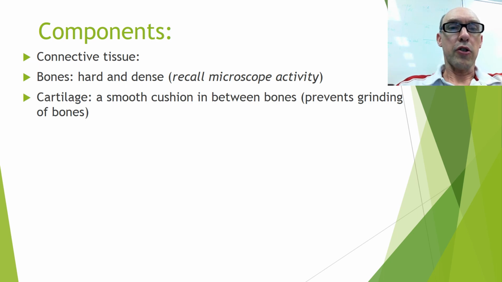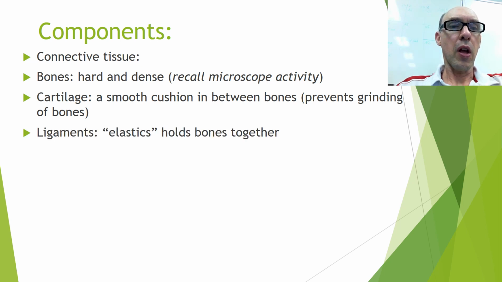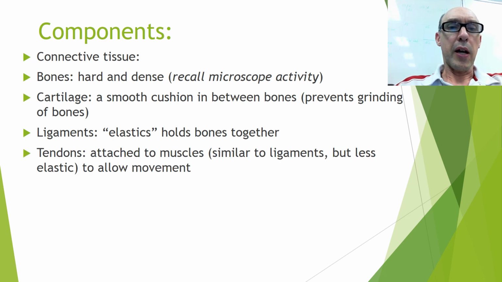We also have cartilage. Cartilage is a smooth cushion that you find in between bones. It's to prevent the bones from grinding against one another, because otherwise they'd wear down really fast. To hold the bones together, we have ligaments. These are kind of elastics that help hold the bones together, and that makes it so that they don't spread too far. We also have tendons.